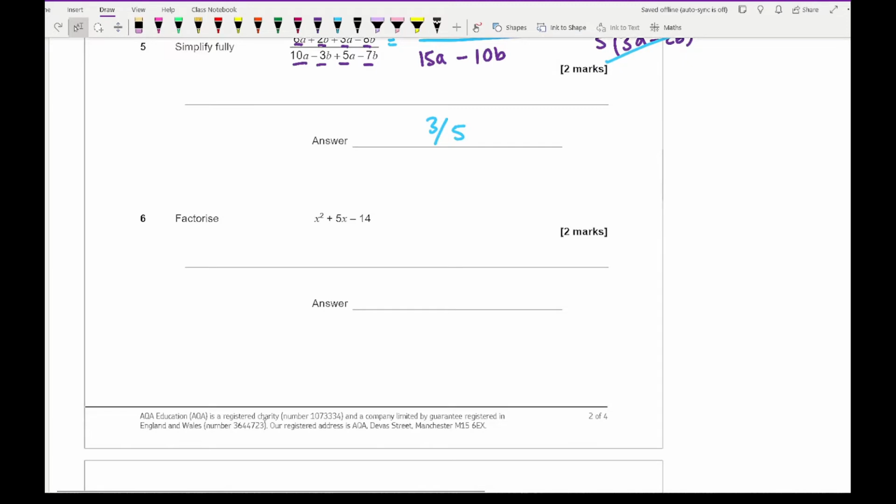Moving on to question 6, it says factorize. So again, what I need to do is think of two numbers that multiply together to give me minus 14, but added together give me positive 5.